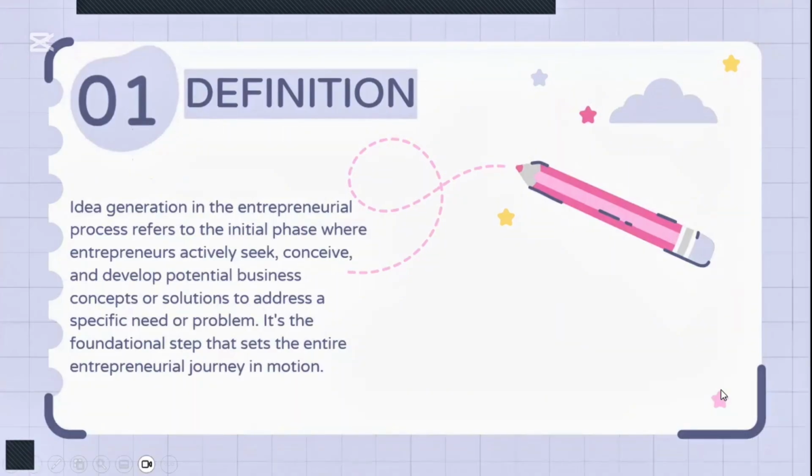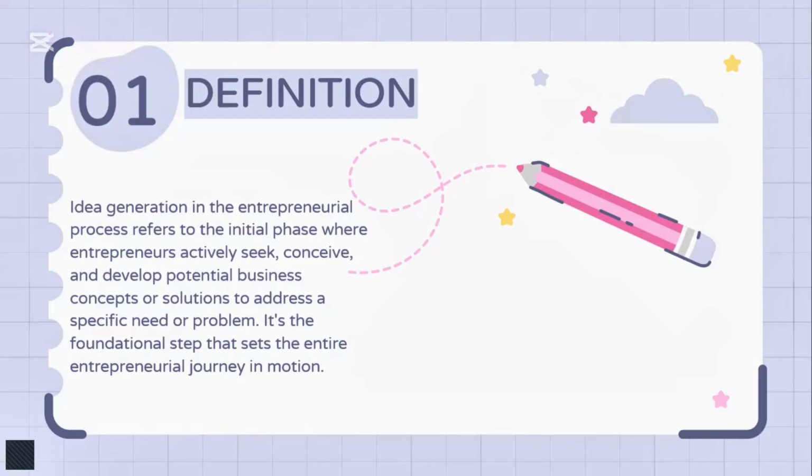Idea generation in the entrepreneurial process refers to the initial phase. So it's the first phase where entrepreneurs actively seek to conceive and develop potential business concepts or solutions to address a specific need or a problem. So it's the first step that we are engaged in, and it is exactly focused on that problem that we are trying to solve.